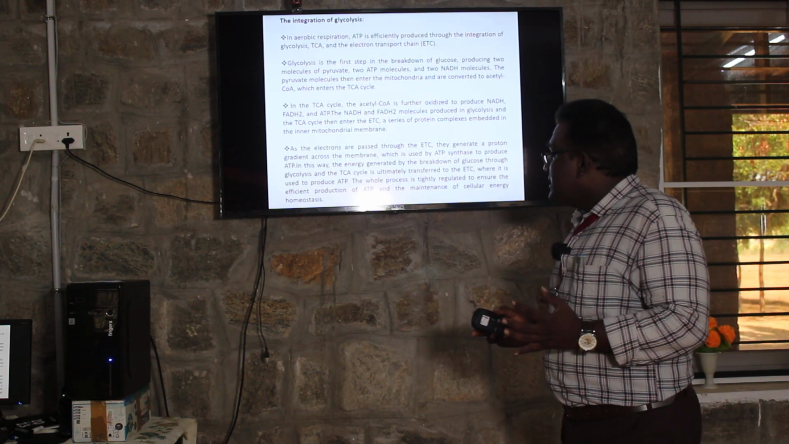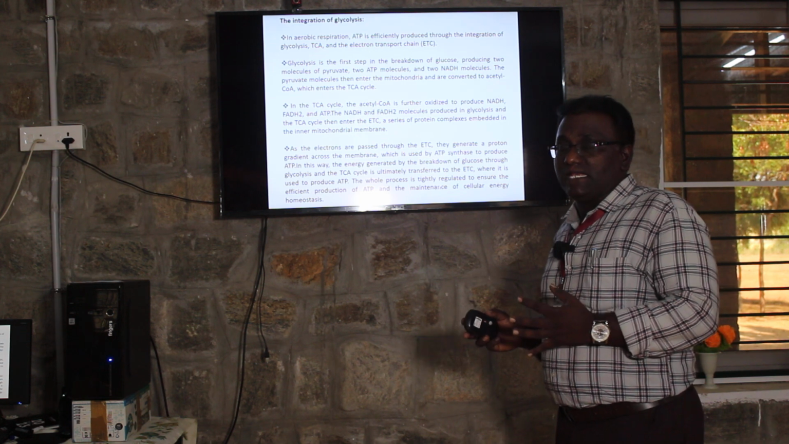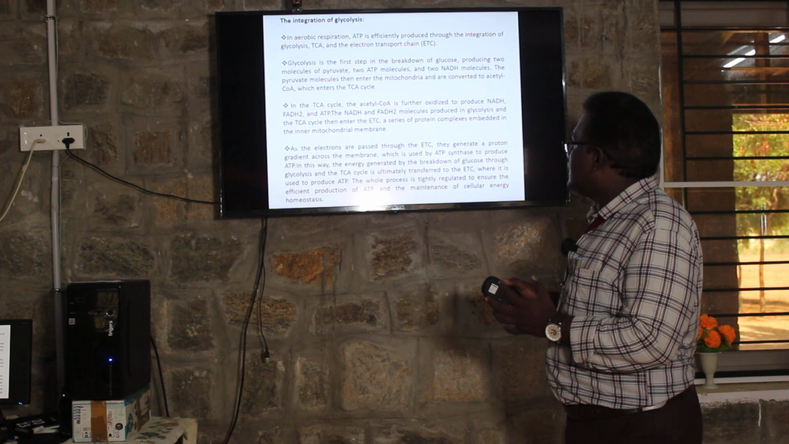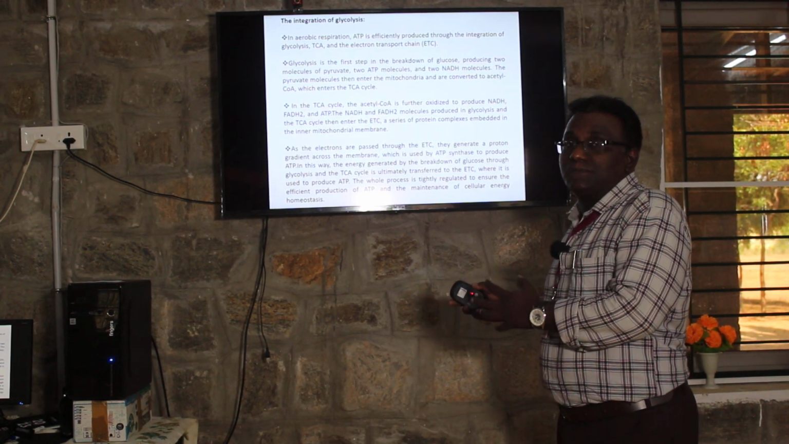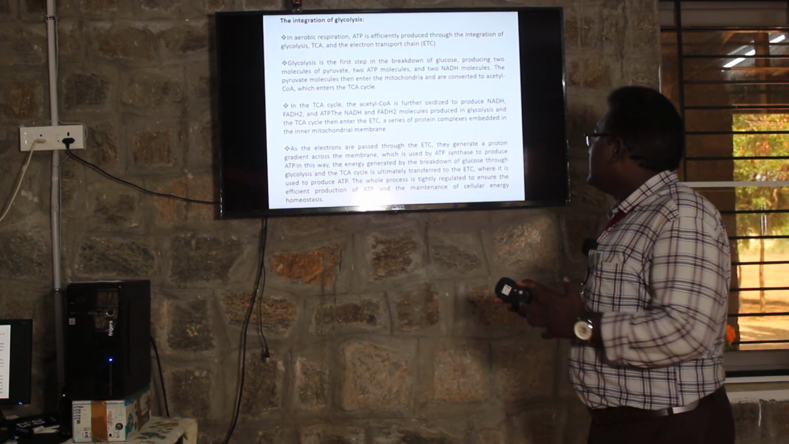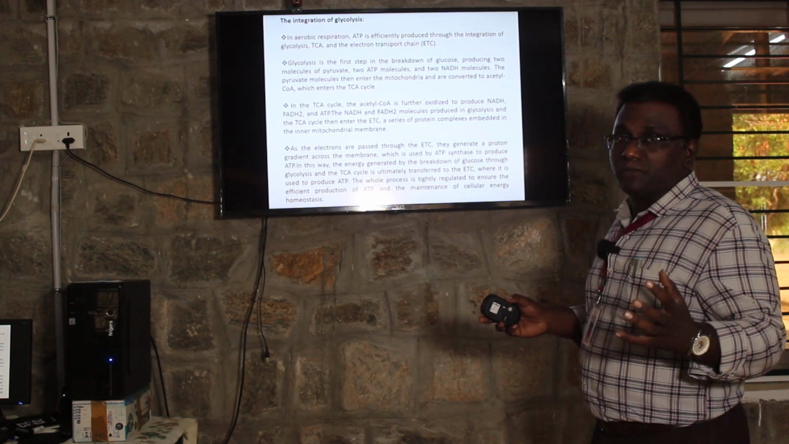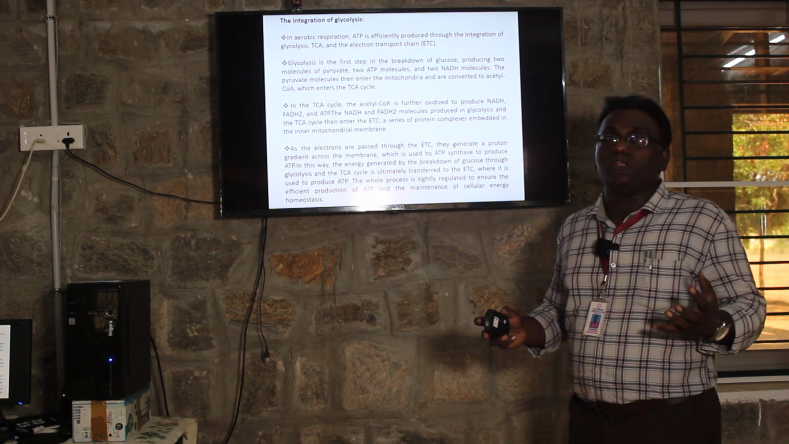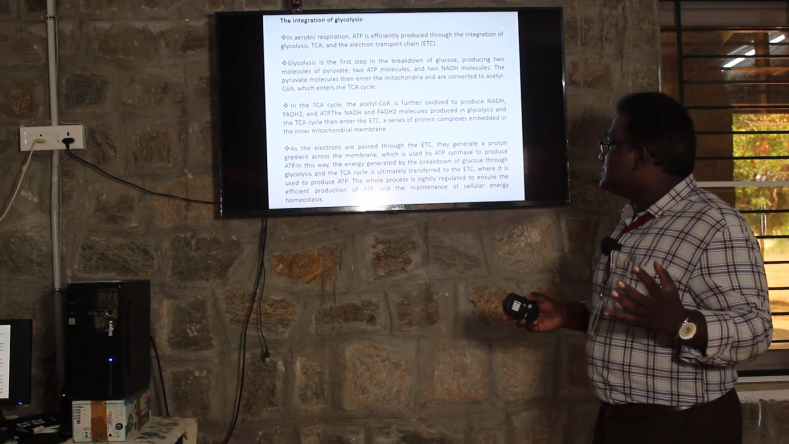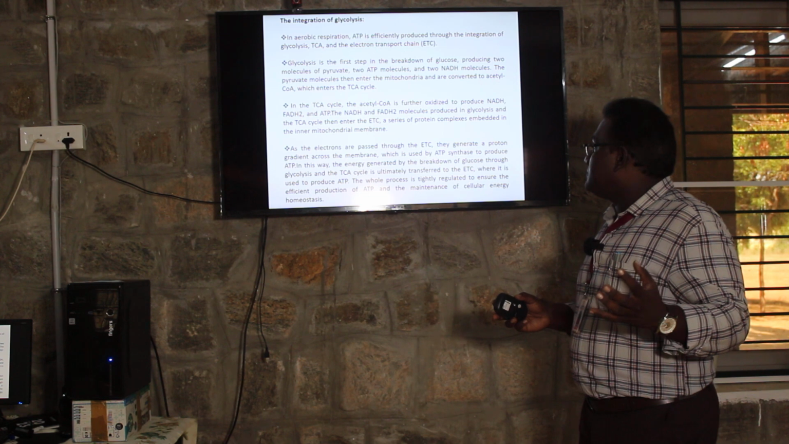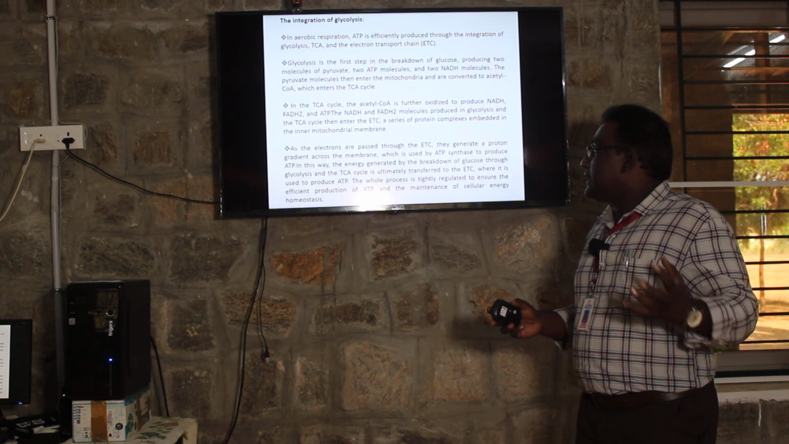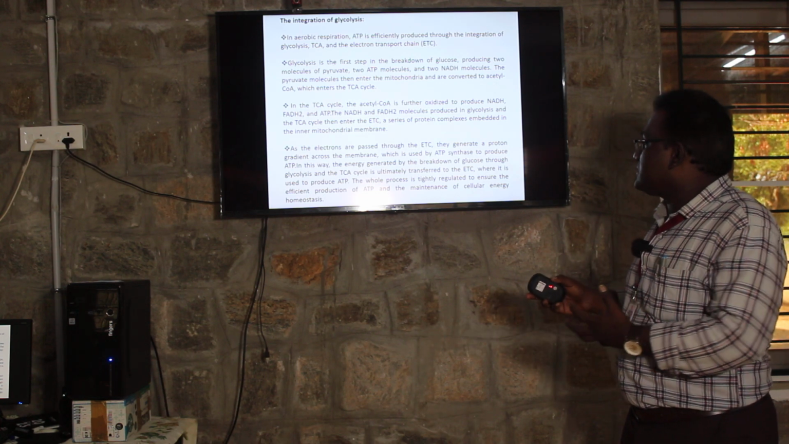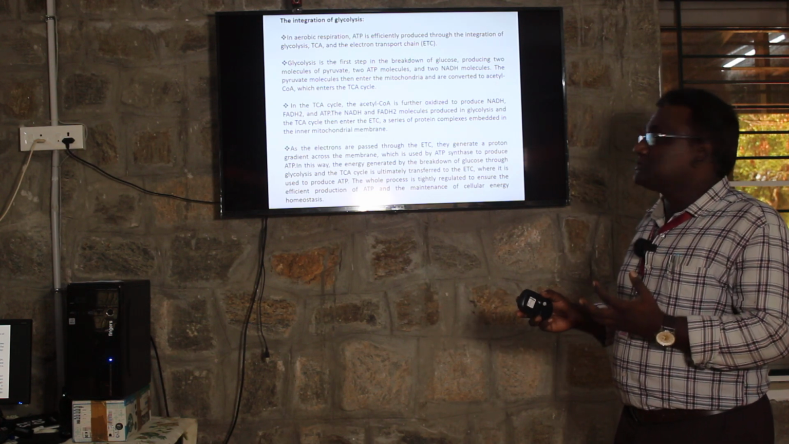When the electrons produced from NADH and FADH2 are passed through the various electron transport chain enzymes, complex 1 to complex 4, they generate a proton gradient across the membrane, which is used by the enzyme ATP synthetase to produce ATP. This is the way energy is generated by the breakdown of glucose through glycolysis and the TCA cycle, which is ultimately transferred to the electron transport chain, where it is used to produce ATP.